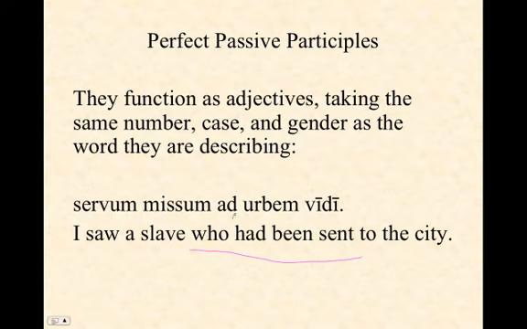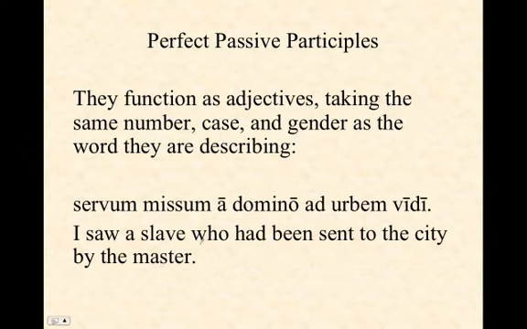It's important to know that there isn't a word for who in the Latin. There isn't a relative clause here with qui, but that doesn't mean that a good English translation couldn't add one. If you want to add an agent, in other words, who's the one who did the sending, you're going to use the preposition a, or before a vowel, ab, and so servum missum a domino ad urbem vidi. I saw a slave who had been sent to the city by the master, a domino.